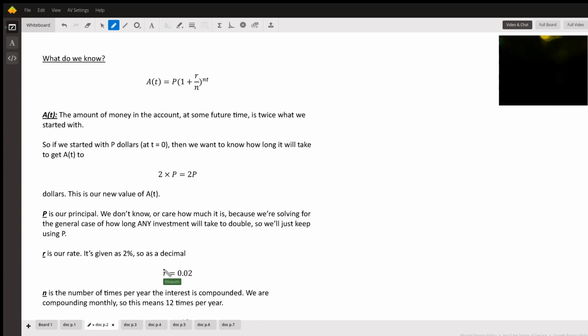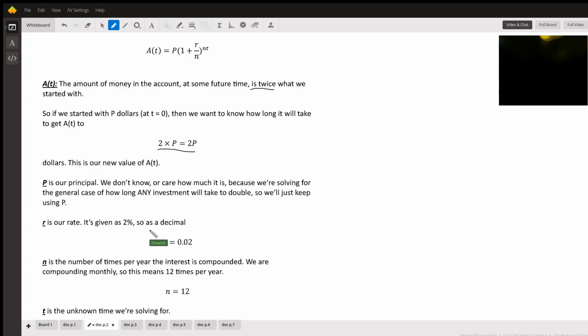All right. What do we know? Here's the formula again. A of t is what we want to know, the amount at some future time. We know that it is twice what we started with. Our problem asks us to double the amount of money. So we start with P, and doubling the amount is 2P. So A of t is going to be 2P in this problem here. P is our principal. We don't really know how much or care how much we initially invested because it will not appear in the final answer. So our principal remains some variable P.